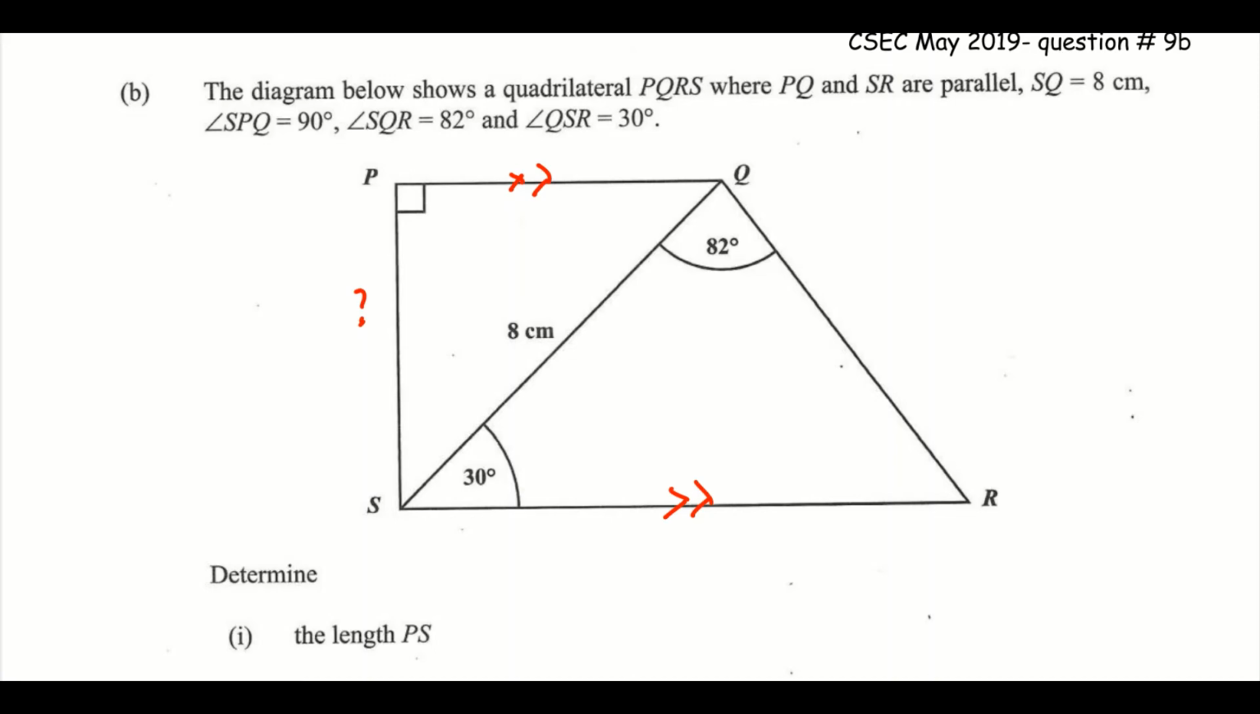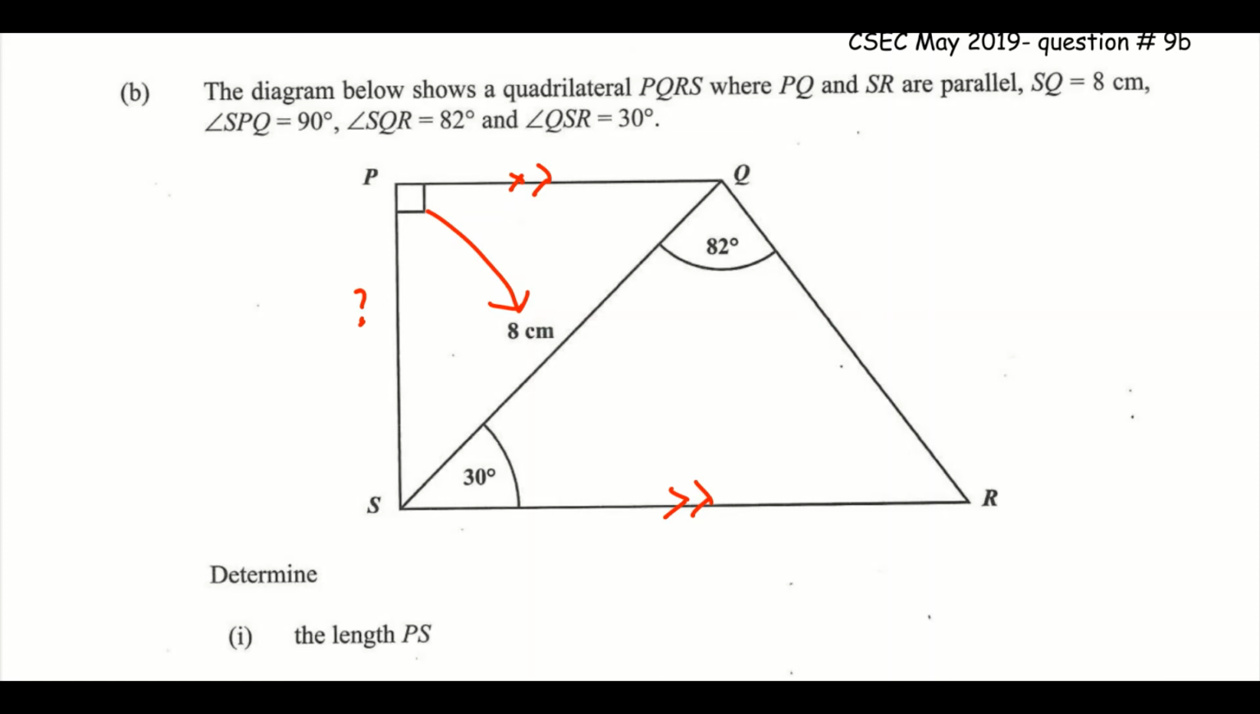Now we only have the hypotenuse, because we said it's a right angle triangle, and it's asking us to find the length PS, and we need some angles. So let's observe our diagram. We have one triangle here, a right angle triangle, and then we have another triangle here, a non-right angle triangle.